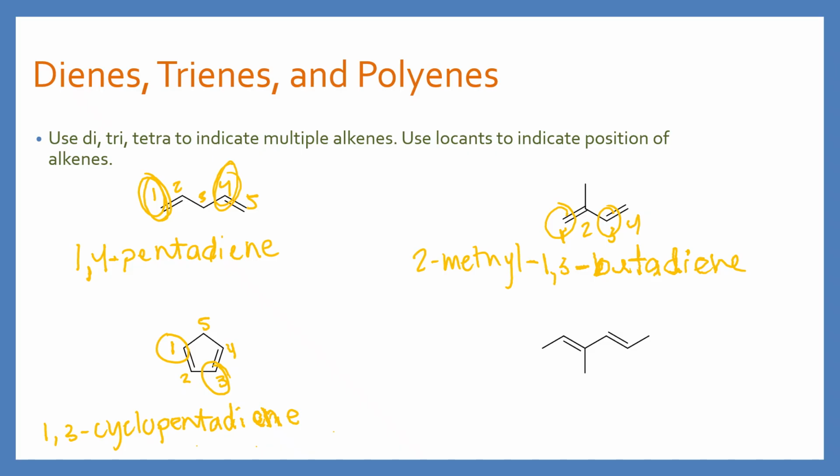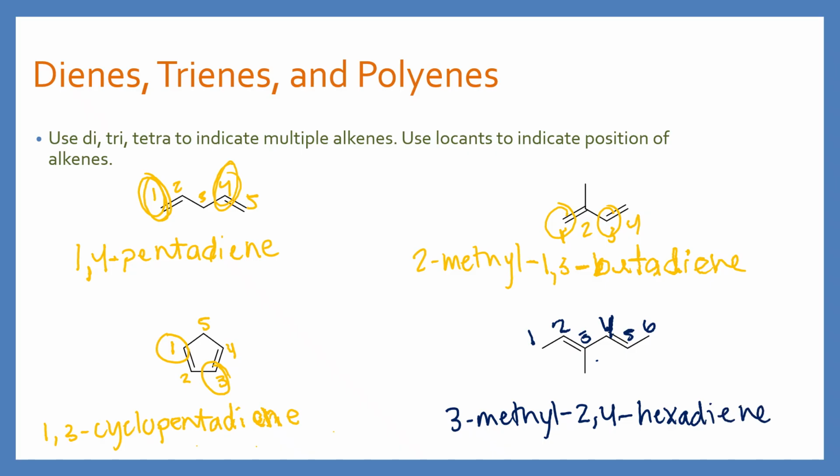So we have a substituent here, so we're going to start numbering here. 1, 2, 3, 4, 5, 6. Because the alkenes are in the same positions, it doesn't matter based on them where we start numbering. So this is going to be 3-methyl, and then we have an alkene starting on 2, and we have an alkene starting on 4, and this is hexadiene. So this is the name of the molecule, 3-methyl-2,4-hexadiene.